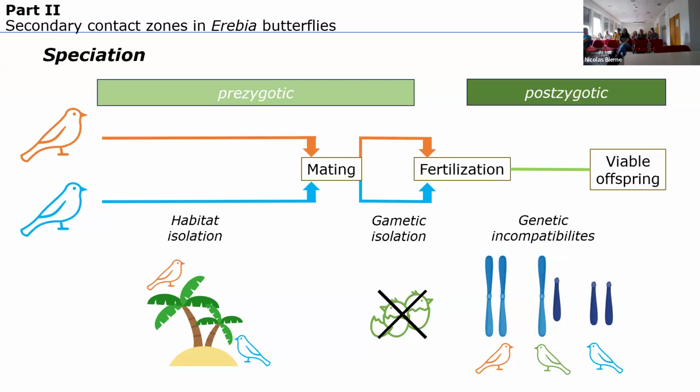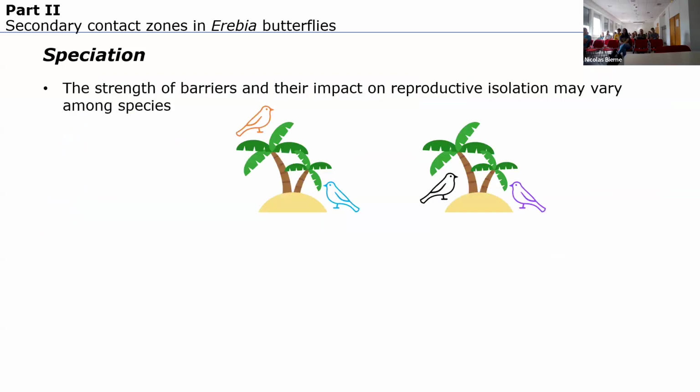That brings us back to barriers. I talked before mostly about post-zygotic barriers, genetic incompatibilities, but of course there are additional barriers such as habitat isolation and gametic isolation that preclude gene flow, right? When it comes to barriers, we have to be aware that the strength of the barriers and the impact of reproductive isolation may vary among different species. So if habitat isolation is important in one species pair, it may not be important in another species pair.